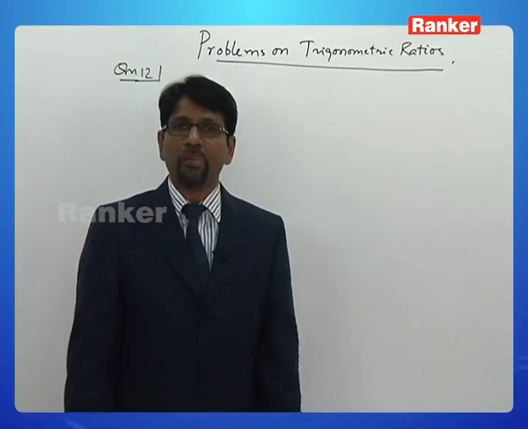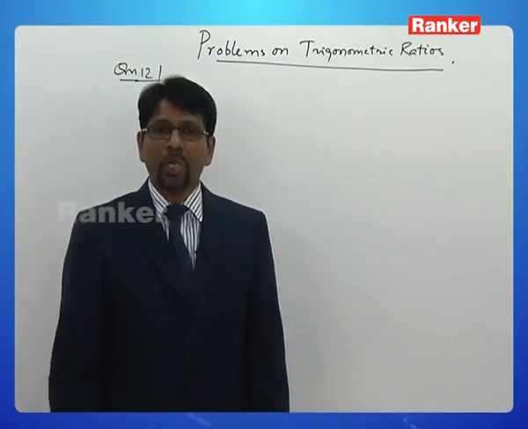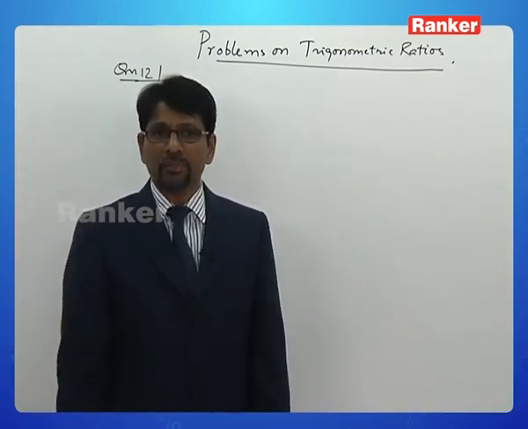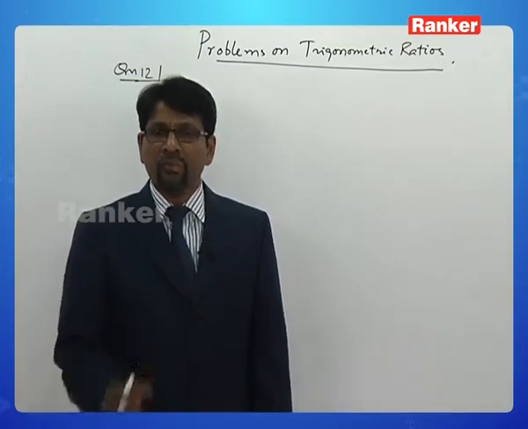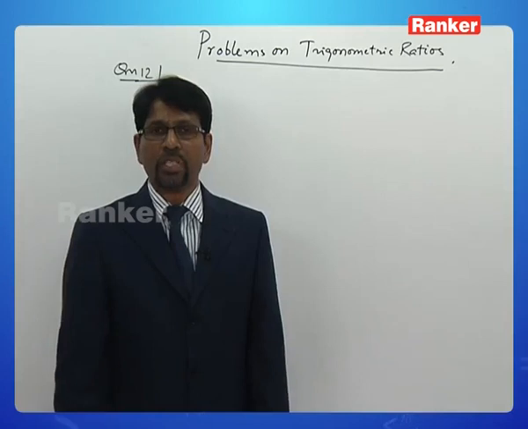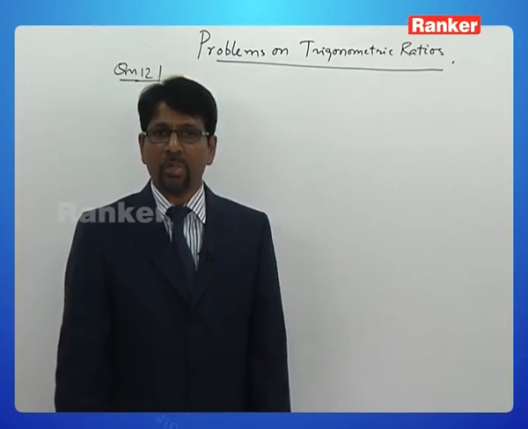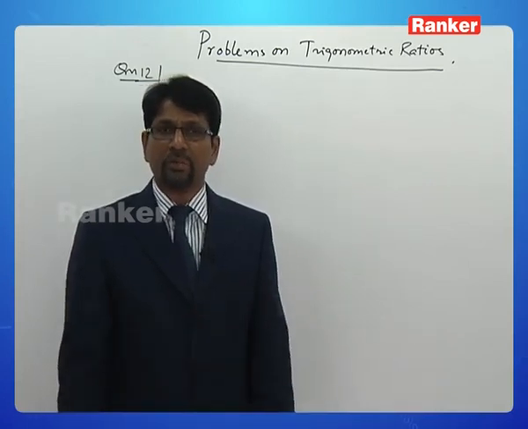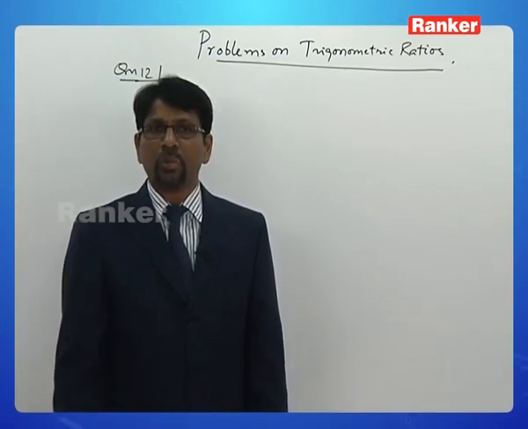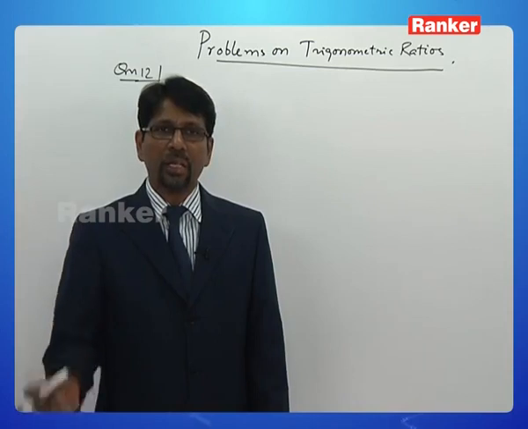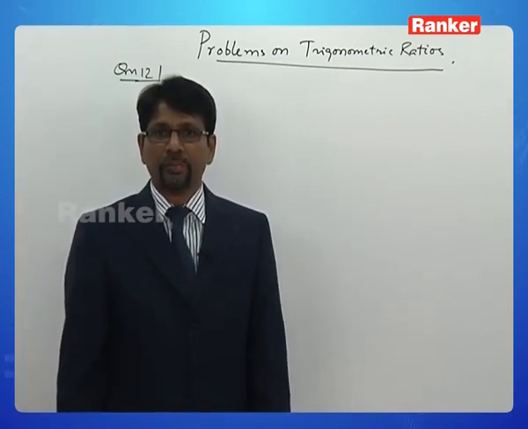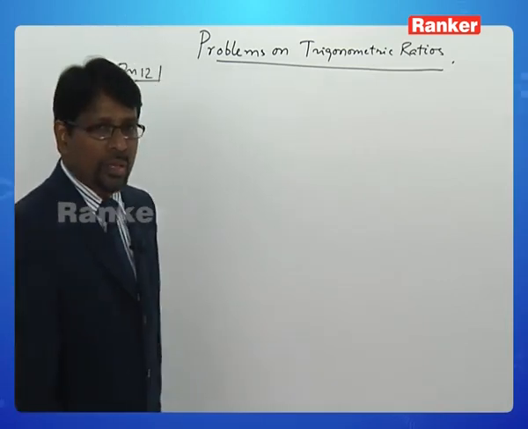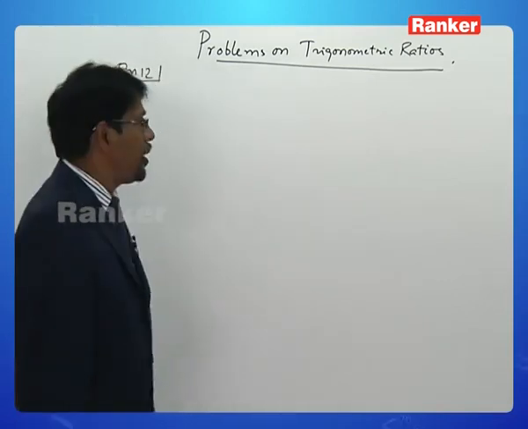Now this problem can be handled like this. We can put some value to theta, get relations between A and B, and find the value of A² + B², because you find that it is coming out to be independent of theta. So you can give some value to theta and then find this. Now that is one approach.